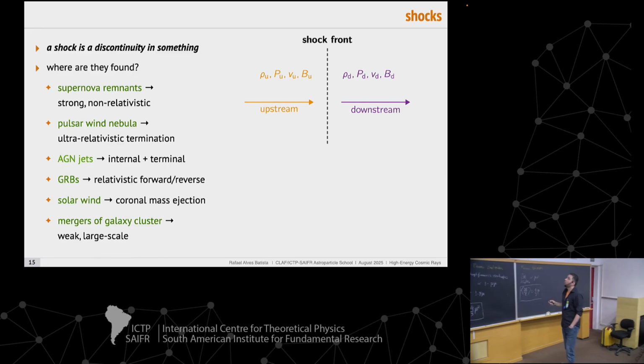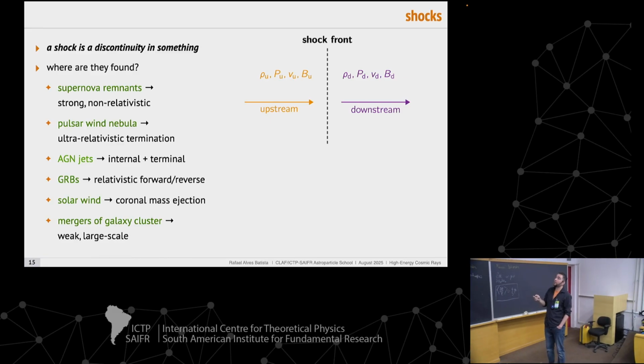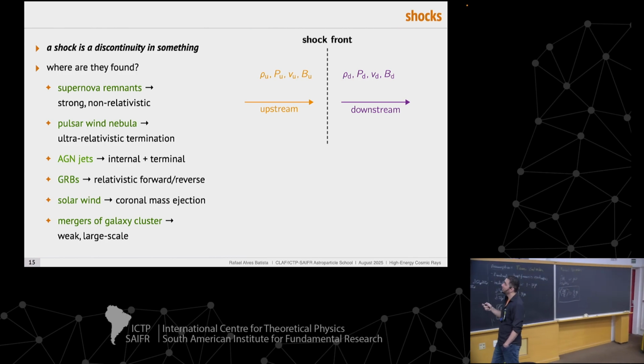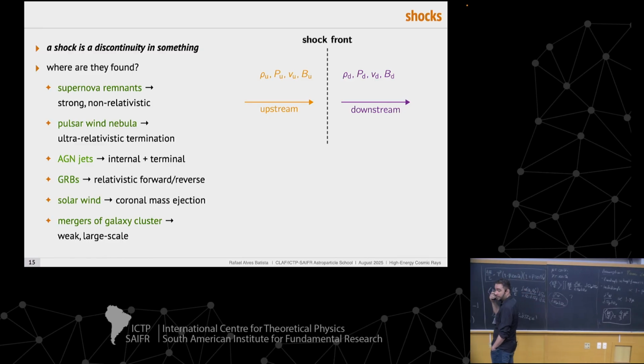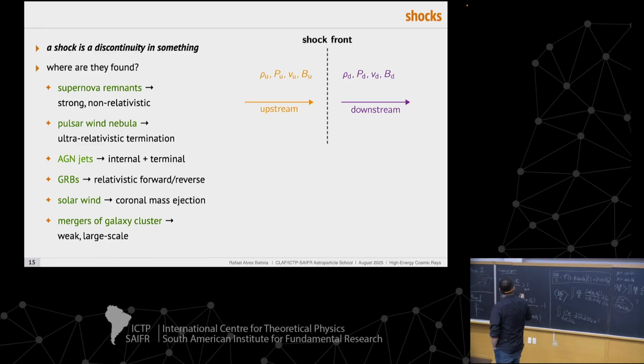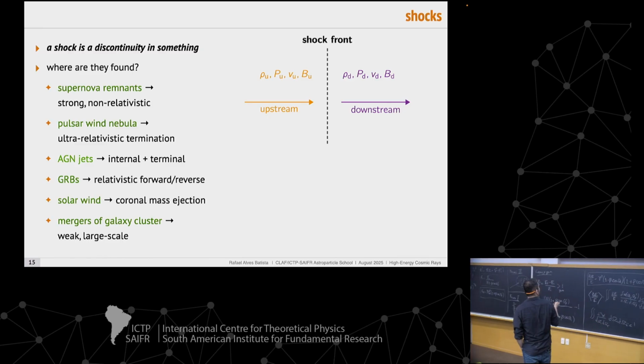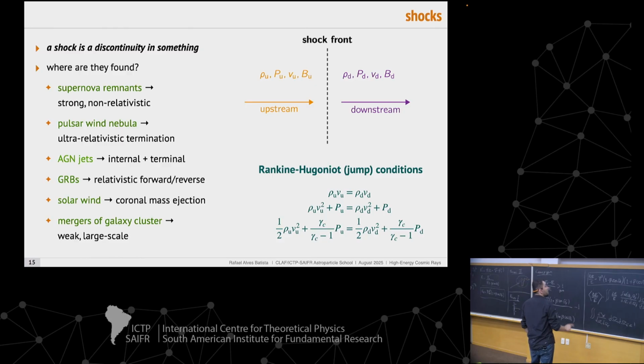And where do we find shocks? Well, we find shocks in supernovae. We find shocks in pulsar wind nebulae, like termination shocks. We have AGN jets, GRBs. We've heard about that here already many times. We have also mergers of galaxy clusters, and so on.